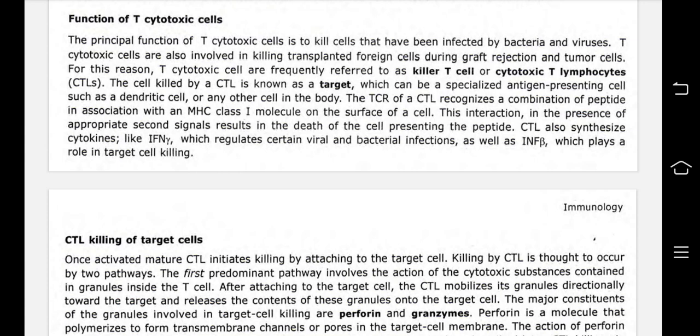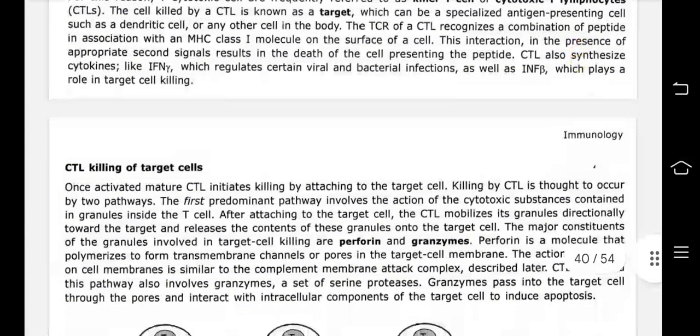The TCR of a CTL recognizes a combination of peptide in association with an MHC class 1 molecule on the surface of a cell. This interaction, in the presence of appropriate second signals, results in the death of the cell presenting the peptide. CTL also synthesizes cytokines like IFN gamma, which regulates certain viral and bacterial infections, as well as TNF beta, which plays a role in target cell killing.